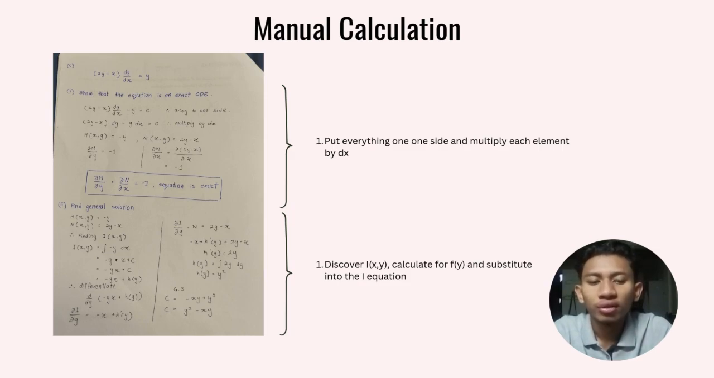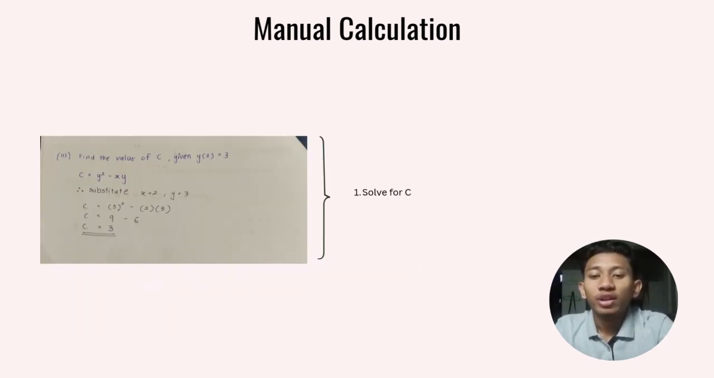To find the general solution, first integrate the M equation, then differentiate it with respect to y. Compare the new equation with the N equation to find the value of h(y). Then, after getting the value of h(y), replace it into the new equation with y squared. This is our general solution. To find the value of C, we simply substitute the given initial condition where x equals 2 and y equals 3. Put it into the equation, solve it and get C, which in this case is 3.